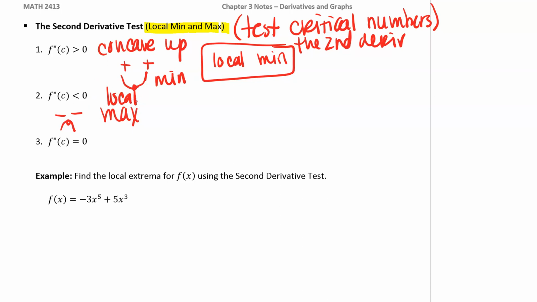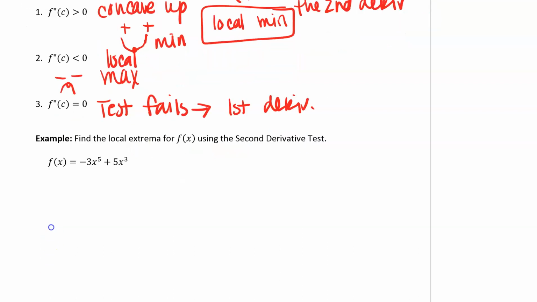If it's equal to 0, then we can't use this shortcut. The test fails, and you need to go back to your first derivative test and look at your intervals and your values of increasing, decreasing. So what the second derivative test is, based off the concavity, we can state if something's a max or min without having to go through that whole testing of the intervals. We just have to take critical numbers and then plug them into our second derivative.